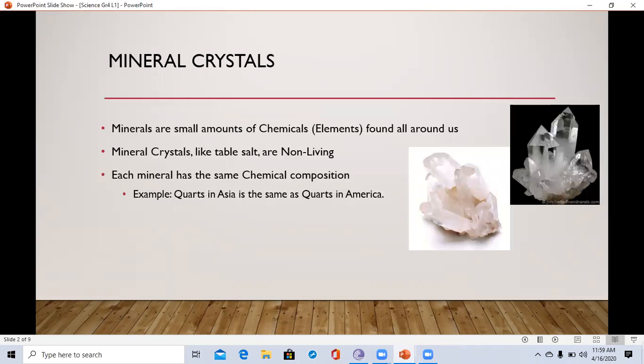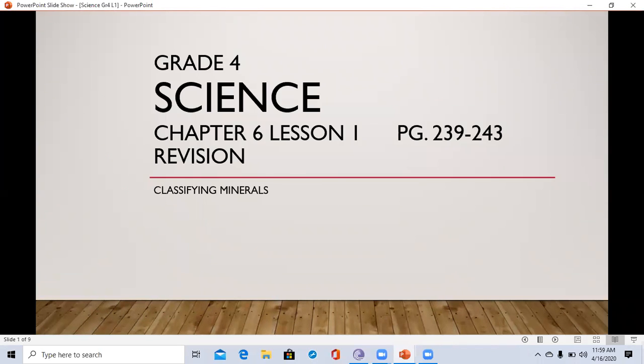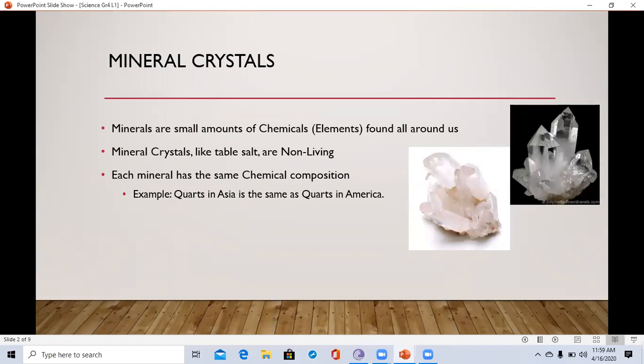So first of all, we're going to look at how you can classify minerals. Mineral crystals are small amounts of chemicals or elements found all around us. Mineral crystals, like table salt, are non-living. Each mineral has the same chemical composition. For example, if you find quartz in Asia, it will be the same as quartz in the Americas.